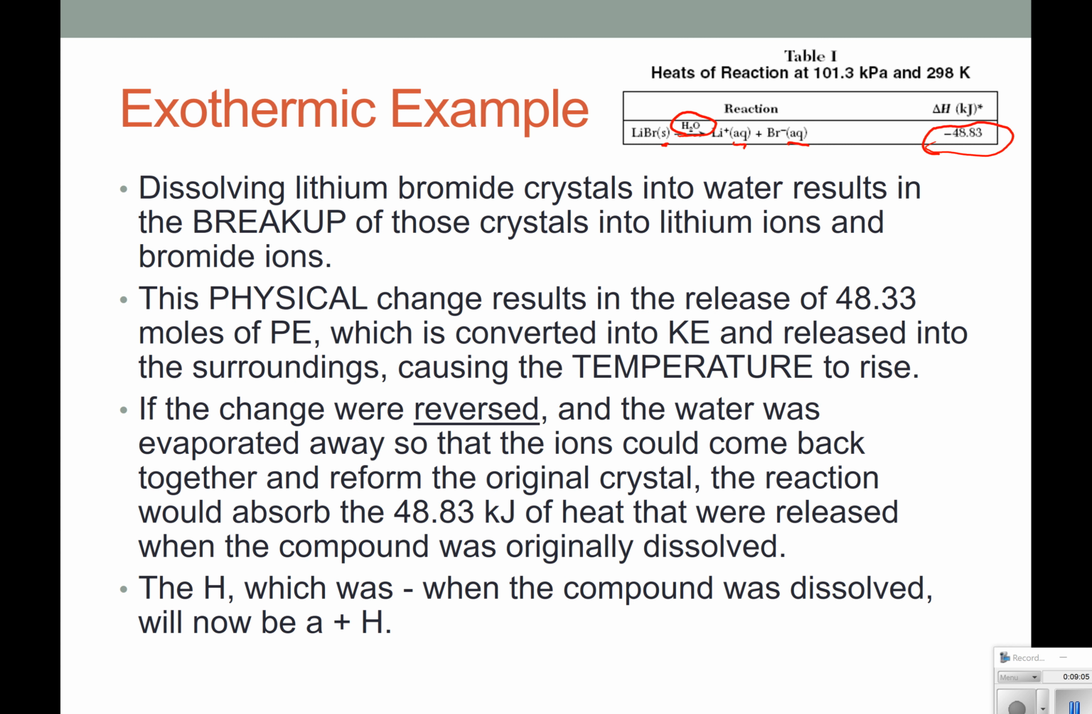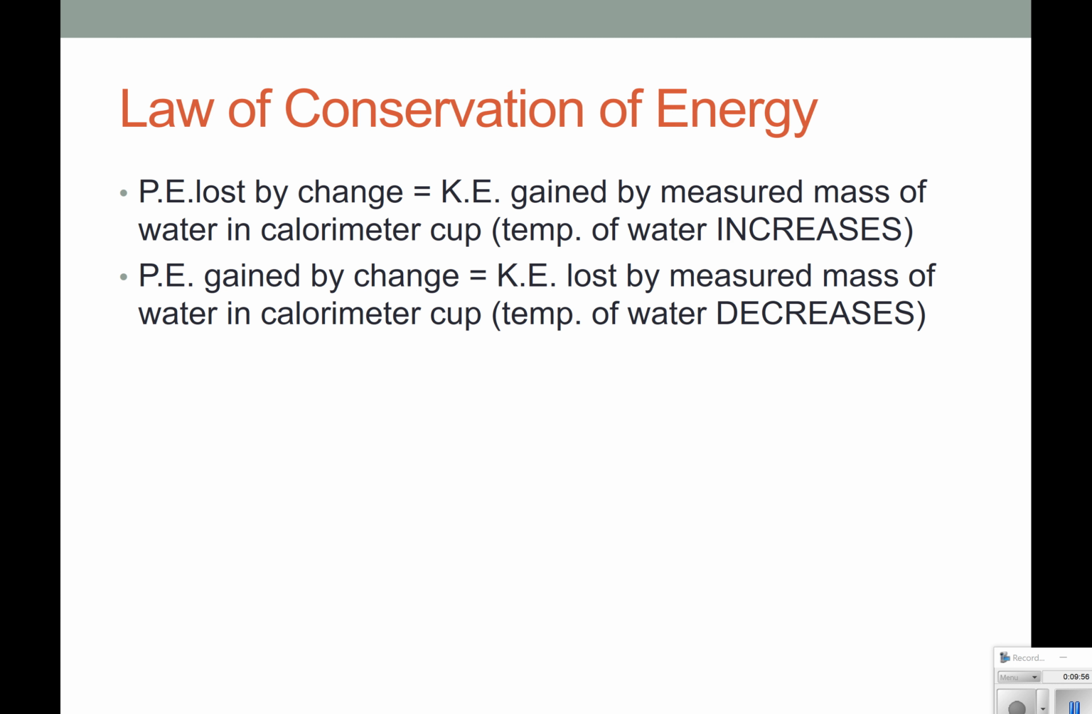And we can reverse this reaction. We can evaporate the water, which is going to require an input of energy in order to get water to evaporate, turn from a liquid to a gas. It has to absorb energy, so this reverse is going to be a positive 48.83 kilojoules. And the water will get evaporated away and the ions will migrate back towards each other and they will become a crystal again. But in order to do that, we have to give 48.83 kilojoules back to the reaction in order to have it move in the reverse direction. Now the heat value, which was negative when the compound of lithium bromide dissolved, is now going to be a positive heat value, which would be endothermic.